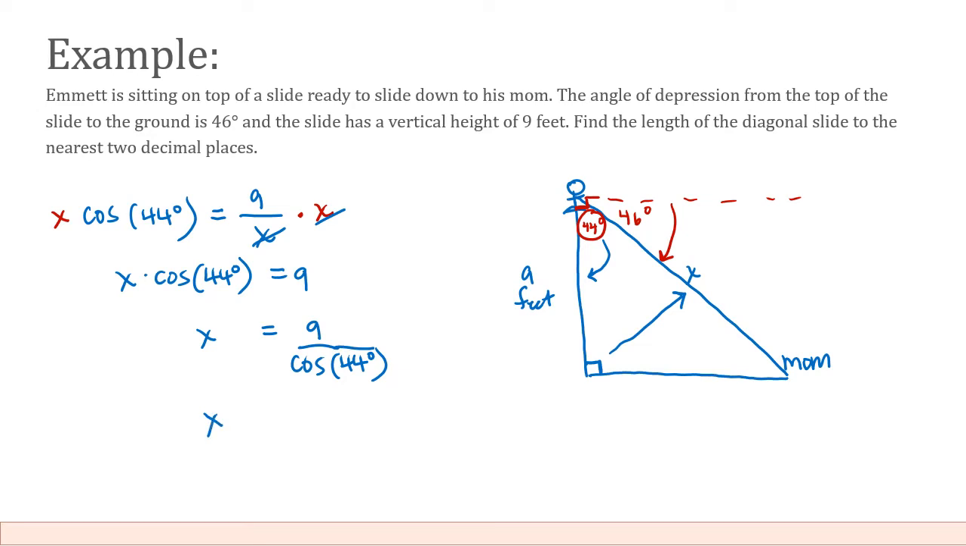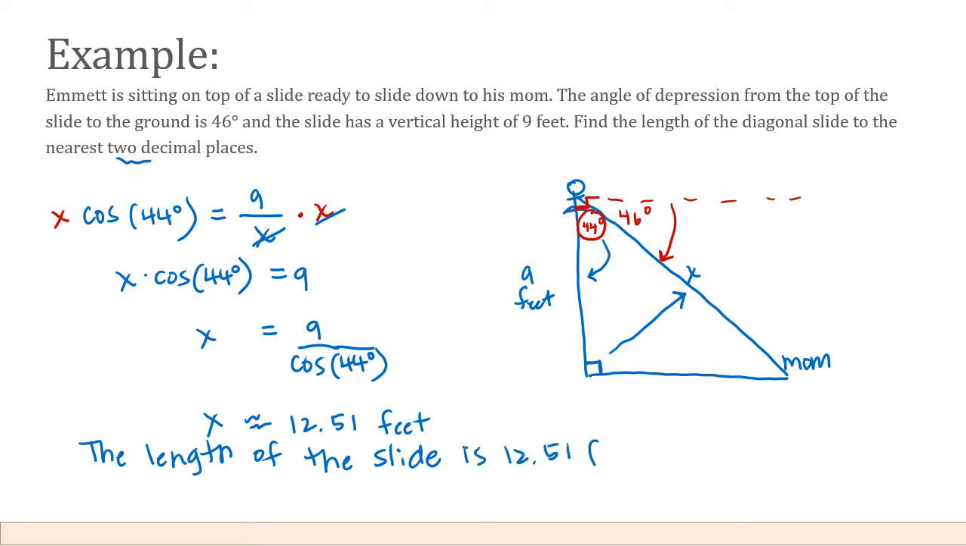And I get x is approximately equal to, I'm also going to round to 2 decimal places, approximately 12.51, and that was in feet. Okay, so going back to the original wording of the question, find the length of the diagonal slide to the nearest 2 decimal places. I'm going to say that the length of the slide is 12.51 feet.